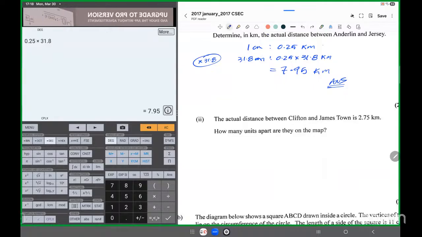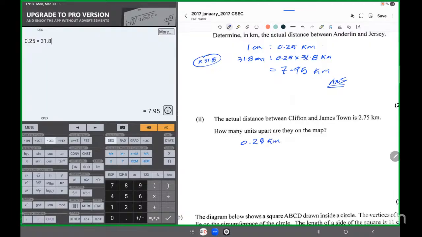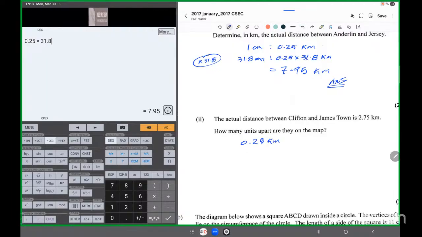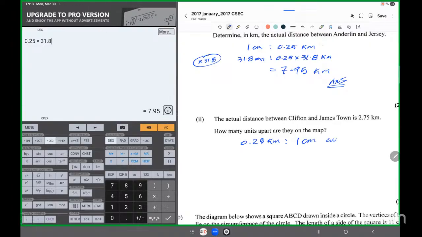In other words, what is the distance between them on the map? We're going to work with this scale again. So if you're working from it, you're going to turn the scale the other way around. And you're going to say, all right, 0.25 kilometers on the land is equivalent to 1 centimeter on the map. 0.25 kilometers is 1 centimeter.